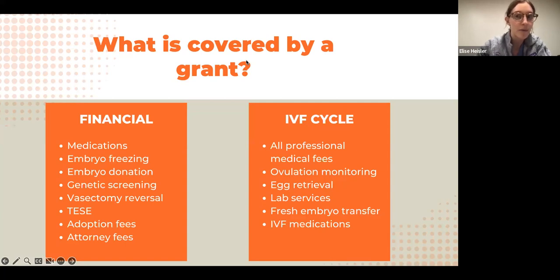In terms of what's included, it's all professional medical fees for the patient's pre-cycle physical exam, ovulation monitoring, including ultrasound and lab work, egg retrieval, laboratory services, and fresh embryo transfer, as Jill said. Medications are not included. Occasionally in the past, we've had additional grants that are able to help cover the medications, but I can't say for sure that that will be the case this year again, but I hope.